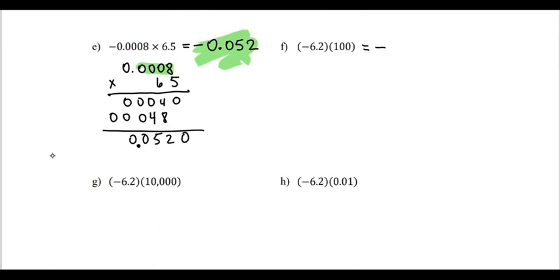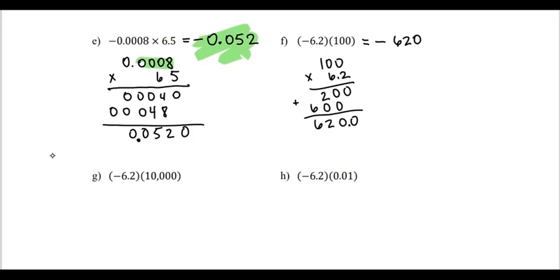So let's go ahead and do, I'm going to start with 100 times 6.2. So I have 0, 0, and then 2, 0, 0, 6, 0, 0, 2, 6, and I need only 1. So negative 620. Okay.